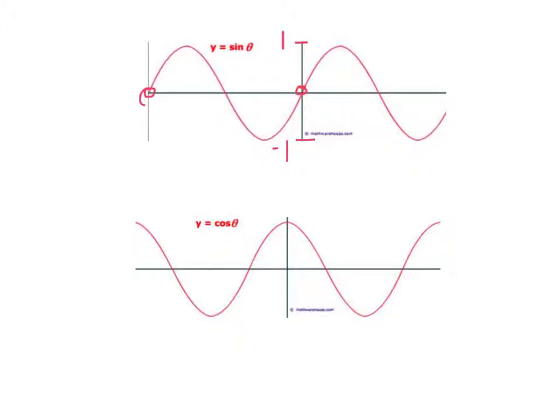Cosine is similar in that its maximum is still 1, its minimum is still -1. The biggest difference is that it starts at 1, as opposed to sine, which starts at the origin. It starts at its highest point and then decreases. The period from top to top is still 2 pi. So with those basics, we're going to try a little bit different graphing.